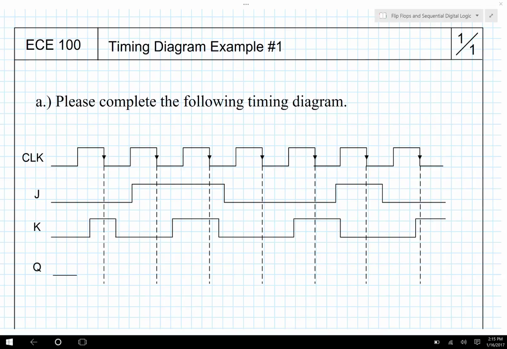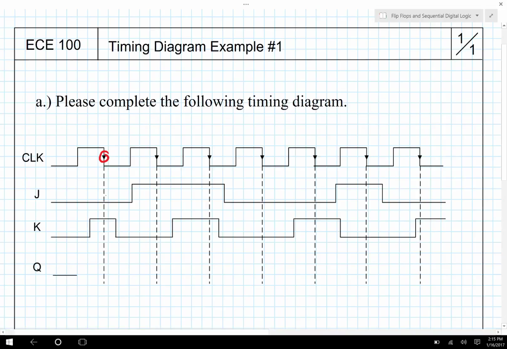So here we can see a timing diagram where the clock signal already shows these arrows, and those arrows are indicating that this is an active falling edge clock signal. The dotted lines are already drawn for us, so that's a nice shortcut. All I need to do then is identify what is the value of J and what is the value of K at each active clock edge, and then figure out what function is going to be performed, and then perform that function on Q.